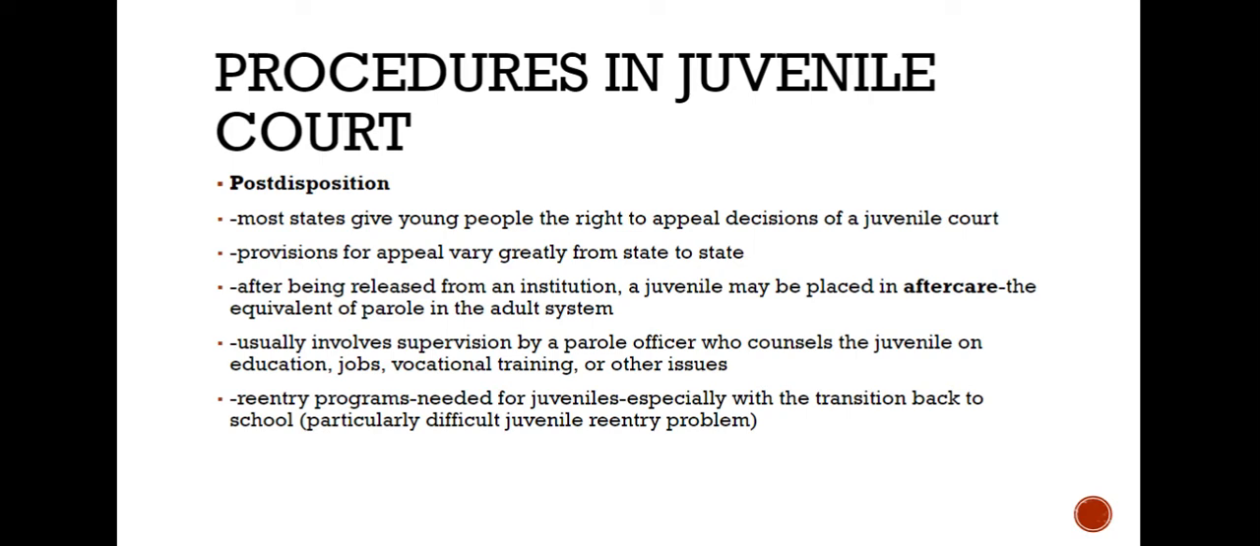And that transition to school particularly is difficult for juveniles, more so than adults, because adults are probably not dealing with school and things like that. Of course, we know how information spreads in school. People probably know where you've been and what's been going on. So it's a very, very difficult time. So these reentry programs are key to helping juveniles transition back into society after leaving the juvenile justice system.